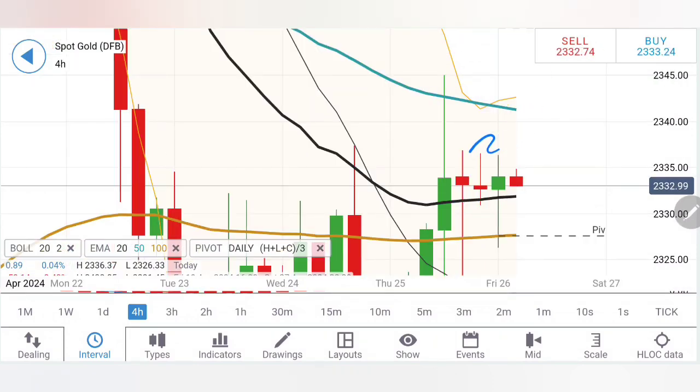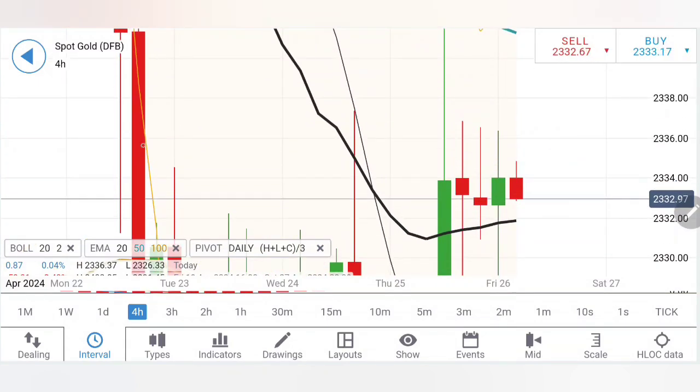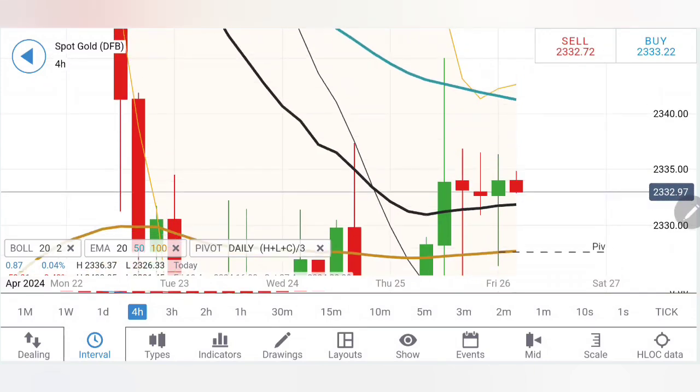Also, if you look at the 4 hour charts, look at these 3 to 4 candles. See, a perfect resistance is placed here, and it appears to be hesitant to break beyond this zone, and that is why I say we have to wait for now for it to break beyond the 2336-38 zone.